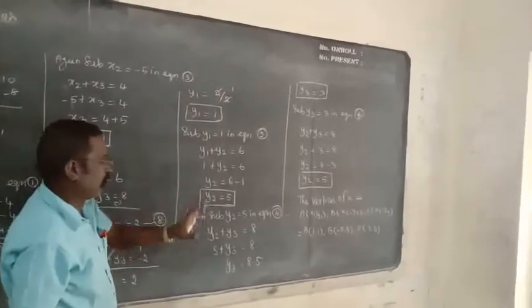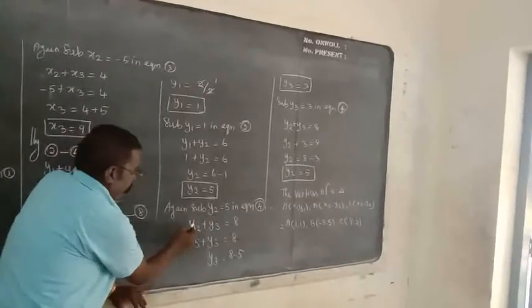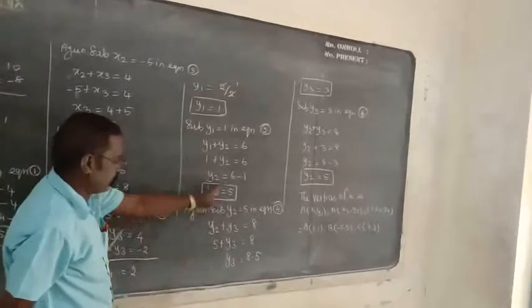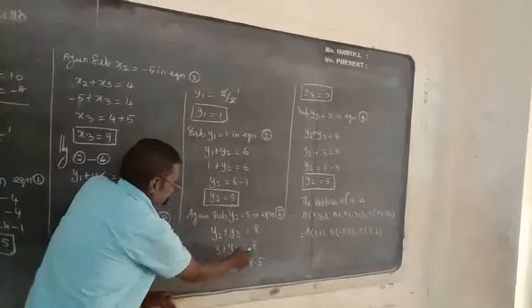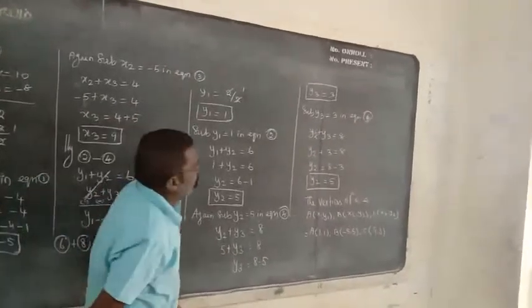Again substitute y2 equal to 5 in equation number 4. Equation number 4 is y2 plus y3 equal to 8. Here substitute 5 plus y3 equal to 8. y3 equal to 8 minus 5, the 5 going to the right hand side as minus 5. So y3 equal to 3.